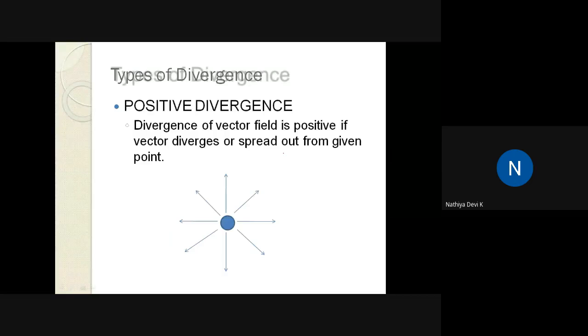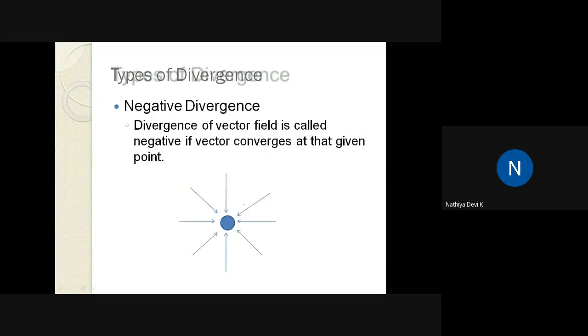Next is positive divergence. Positive divergence means a vector diverges or spreads out from a given volume. Spreading out means from this given region, the center region, the flux lines, the vector lines, are spreading out. That's why it is called a positive divergence. Divergence is available here, so the lines are coming out from the given region.